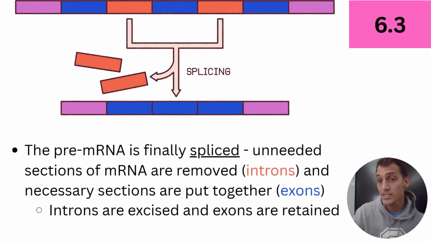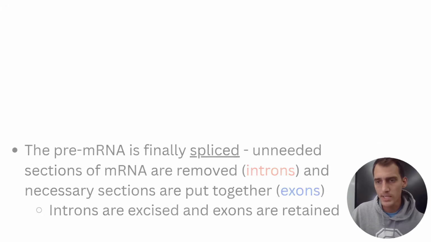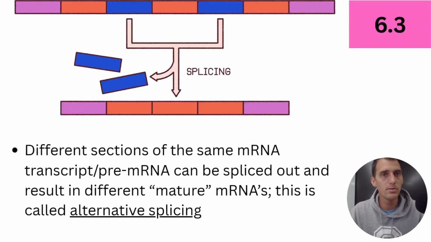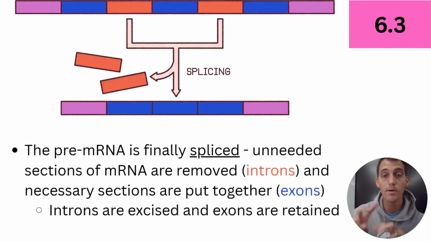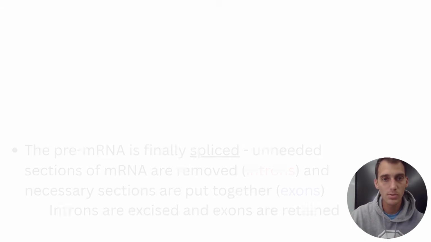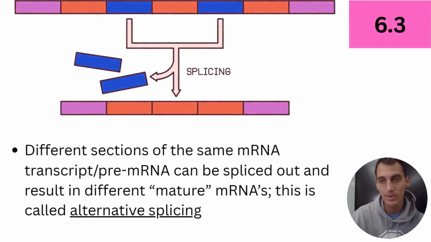Now here's what can make this a little interesting. You could have the same pre-mRNA, but depending on how it's spliced, you could get two different proteins. How is that? Well, that's due to alternative splicing. You see what I did with the colors up there, right? I just switched up the colors. So different sections of the same pre-mRNA can be spliced out and result in different mature mRNAs, right? So this one's different from that one. I switched around the colors.